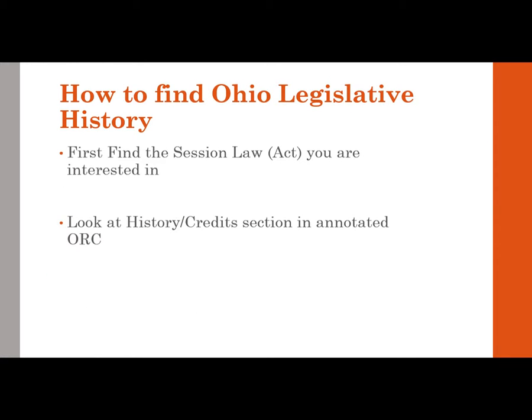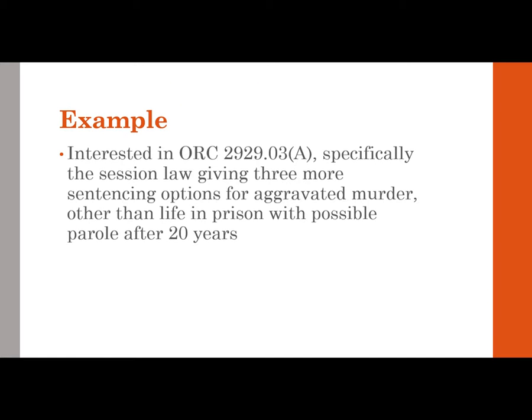So what are the first steps to finding Ohio legislative history? Well, first you have to determine the session law that you're interested in. To find that, you need to look at the history or credit section in an annotated Ohio Revised Code, such as the annotated codes in Lexis or Westlaw. My sample problem is I'm going to look at Ohio Revised Code 2929.03(A), and I specifically want the session law where the legislators gave 3 more sentencing options for aggravated murder. I just want that particular session law that made that particular change.